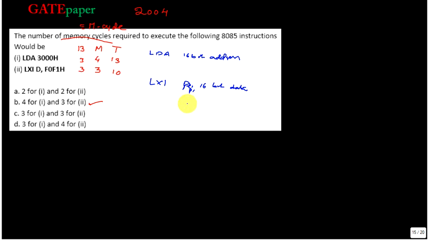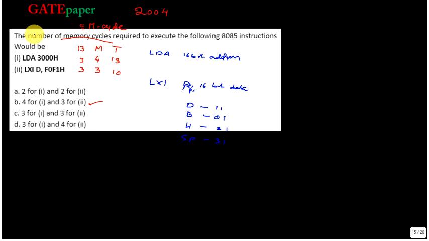The register pair can be D or B. D means the DE register pair, B means the BC register pair, or it can be HL, or it may be the stack pointer also. The microprocessor knows this from the opcode fetch. For D the opcode is 11, for B it is 01, for H it is 21, and for SP it is 31. So while fetching the opcode, the microprocessor knows which register pair it has to load with the 16-bit data mentioned in the instruction.